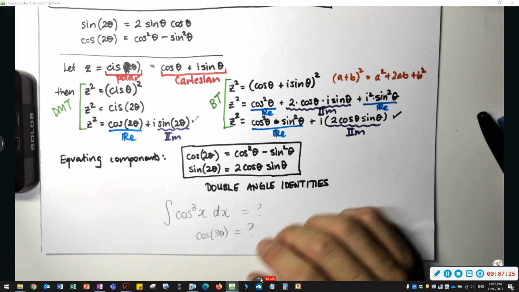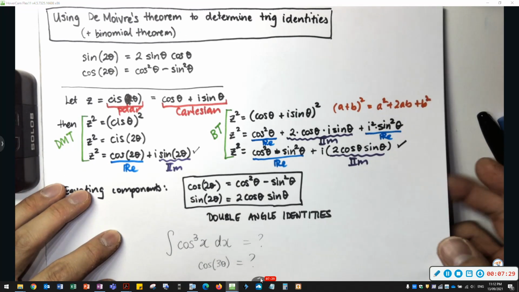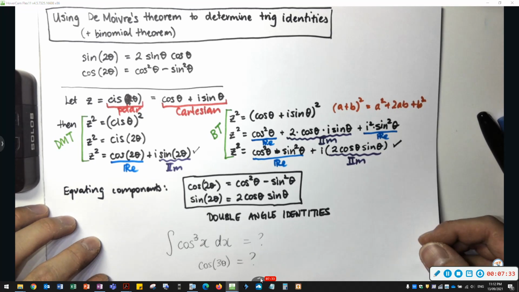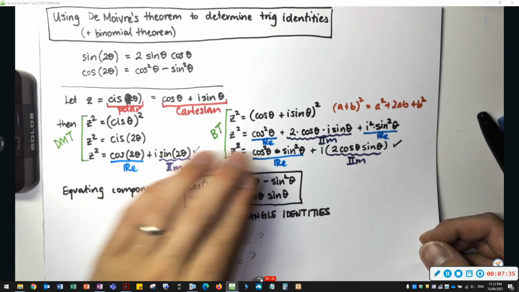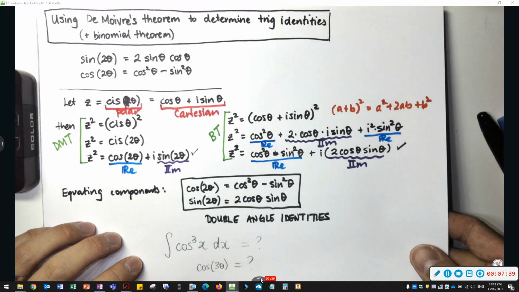Alright, so I'm going to now set up a question for you to try, and we'll go through the proof really quickly. We're going to do a very similar process, okay? So we've got de Moivre's theorem and binomial theorem used in conjunction together to get the identities. Alright, can you work out the triple angle identities?